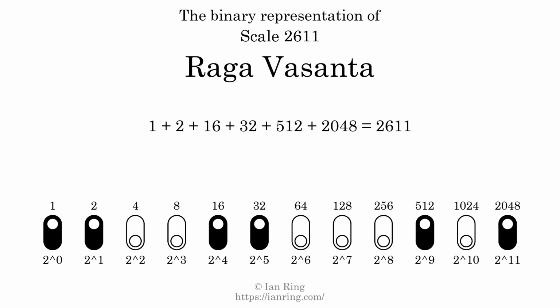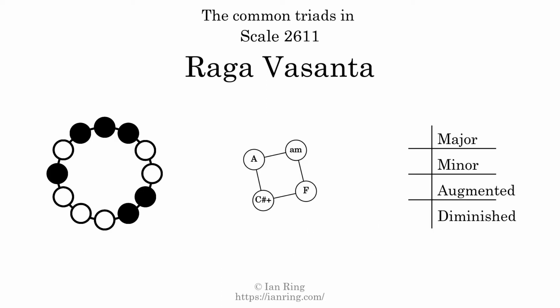The scale number not only enumerates the scale with a unique index, but it also literally describes the tonal content of the scale. Represented as a binary number in base 2, the scale number is 101000110011. Here are the common triads present in this scale.